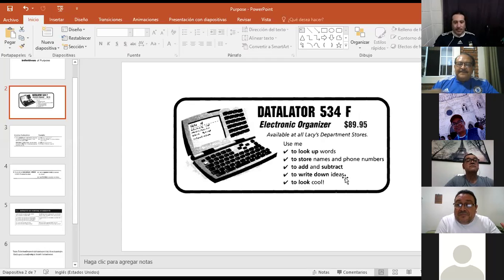Okay, so remember, these are use and purpose: to look up, for looking up; to store, for storing; to add and subtract, for adding and subtracting; to write down, for writing down; to look cool, and for looking cool.